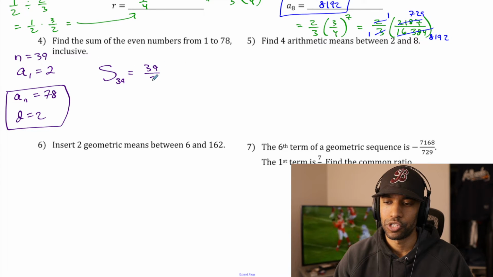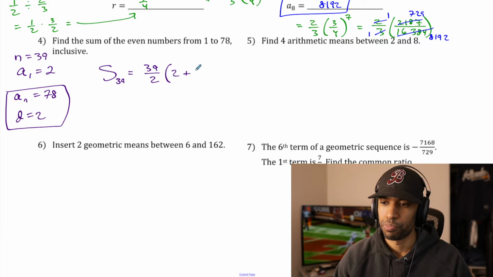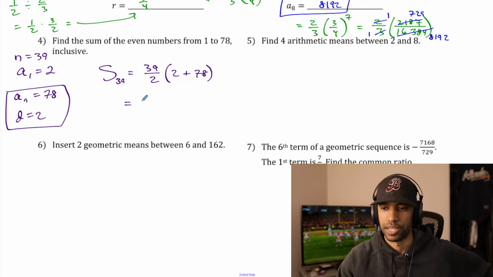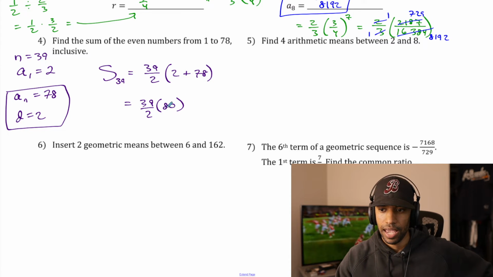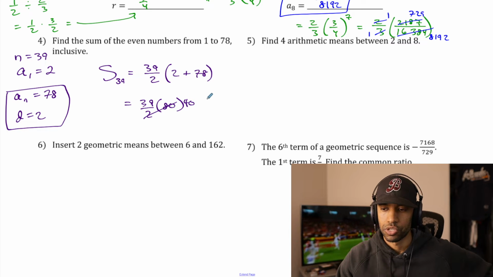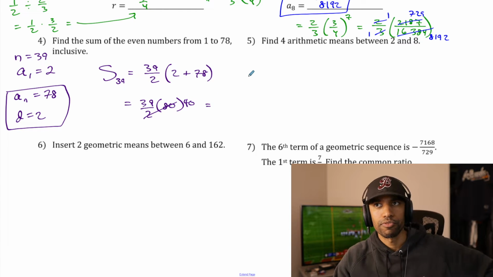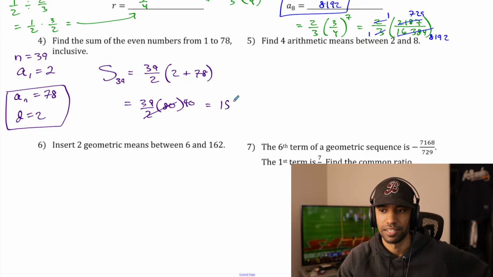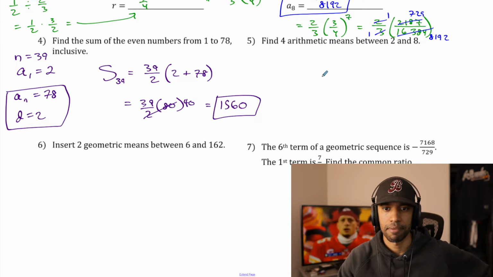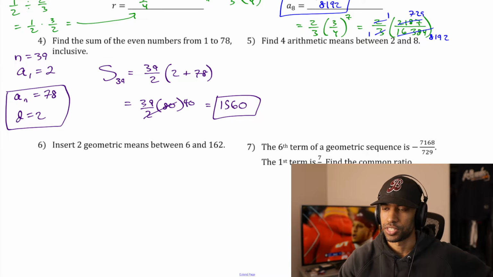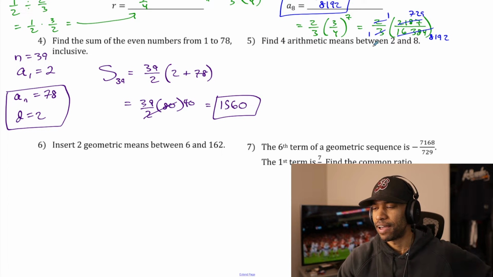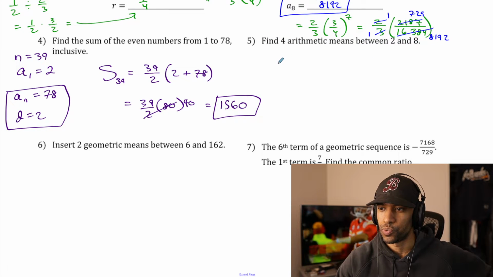So we're doing 39 over 2 times 2 plus 78. Okay? Which is 39 over 2 times 80. 80 over 2 is 40. So 39 times 40. Well, 40 times 40 is 1,600, so minus 40 is 1,560. So if I didn't mess anything up there, that should be 1,560. Okay. All right, number 5, find 4 arithmetic means between 2 and 8.